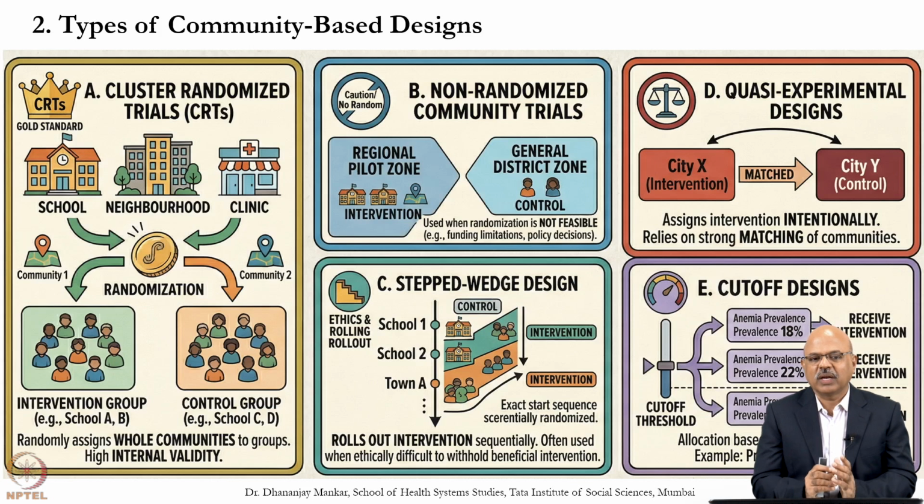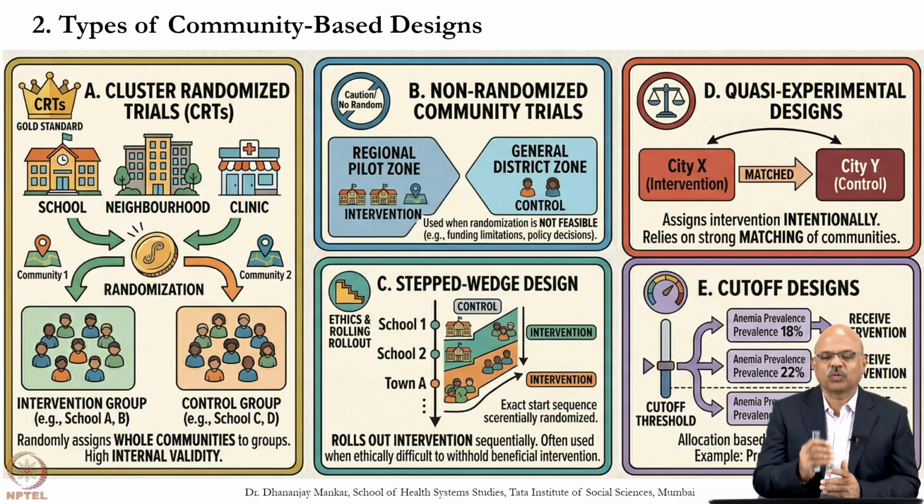Then comes the stepped wedge design, which is ethically rolled out from, for example, school 1 to school 2 and town A, the intervention based on control versus intervention based on the group of people. So exactly the start sequence and timing is randomized. What are the outcomes? It rolls out the intervention sequentially. So sequence is very, very important over here, and often this method is used when it is ethically difficult to withhold a beneficial intervention. So when you are not able to withhold a beneficial intervention, you have to go with the ethics and roll out. So you can say it is a stepped wedge design, one by one it is going ahead.